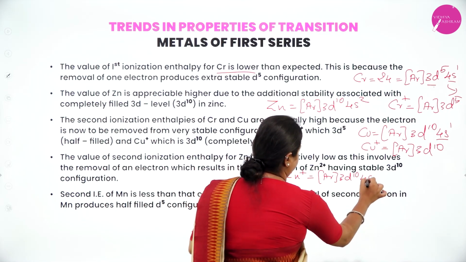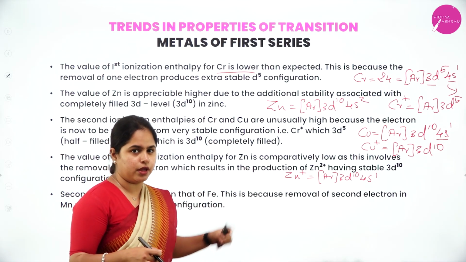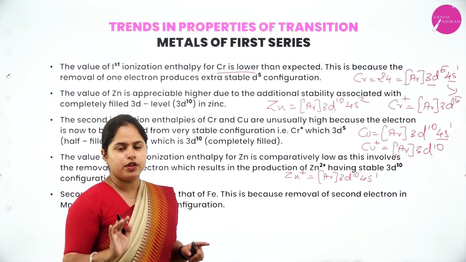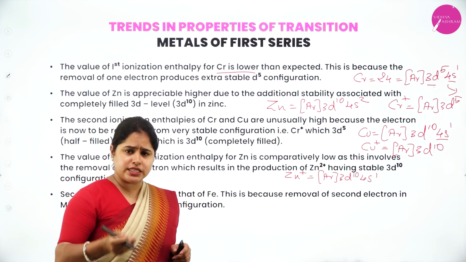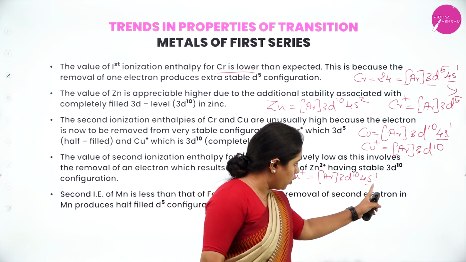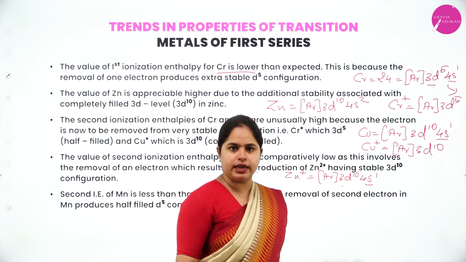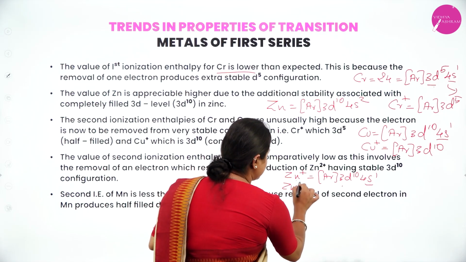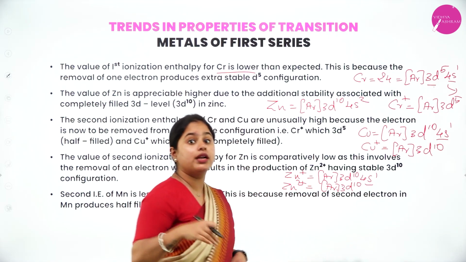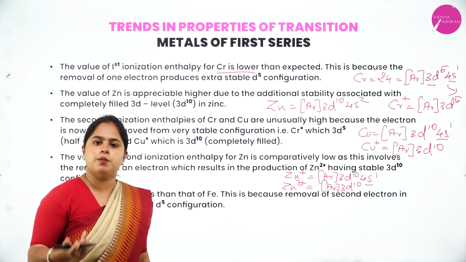3d10 4s1. Right. Now that is having a very high ionization enthalpy. That is the first ionization enthalpy. From a completely filled orbital or a stable configuration, we have to remove one electron. So the first ionization enthalpy is really high, but the second ionization enthalpy is comparatively low because we have to remove this one electron. Then again it is going to get a stable electronic configuration 3d10, right? So that is why, because the Zn2 plus, that is the second ionization enthalpy, we are going to get argon 3d10. It's going to get a stable electronic configuration. So what happens in such case, the second ionization enthalpy will be less.